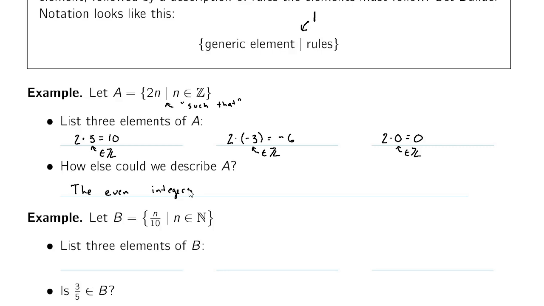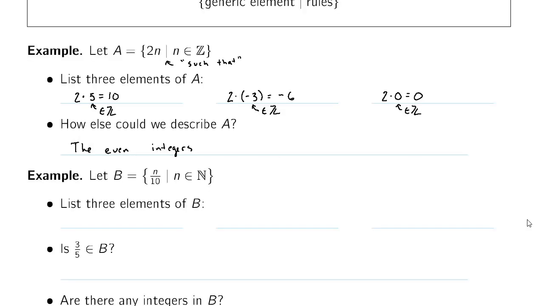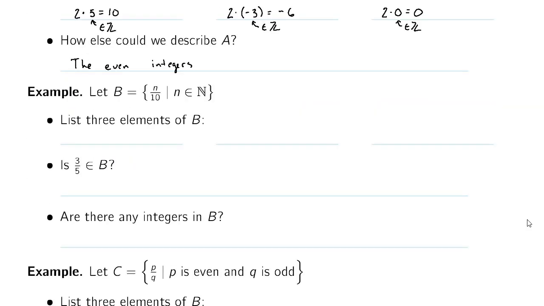As another example, let's let B be the set of all numbers in the form n over 10, where n is a natural number. So we could have, say, 1 over 10, 7 over 10, 25 over 10. Any natural number over 10 is going to give us an element of the set B.